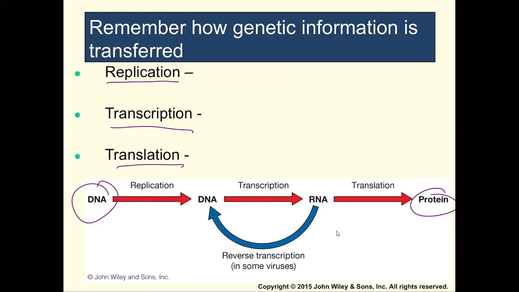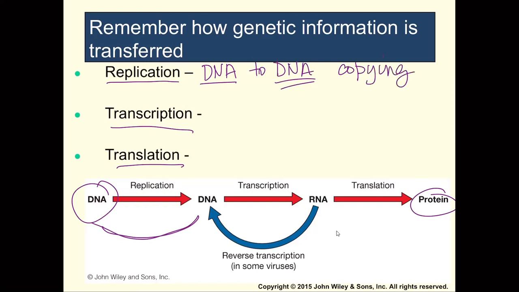So there are three main processes that we're going to have. The first one is replication. If you look down here, you'll see replication is just when we copy DNA. So we're going from DNA to DNA. We're just making an exact copy of it. Now, this is going to happen in the nucleus in a eukaryotic cell.